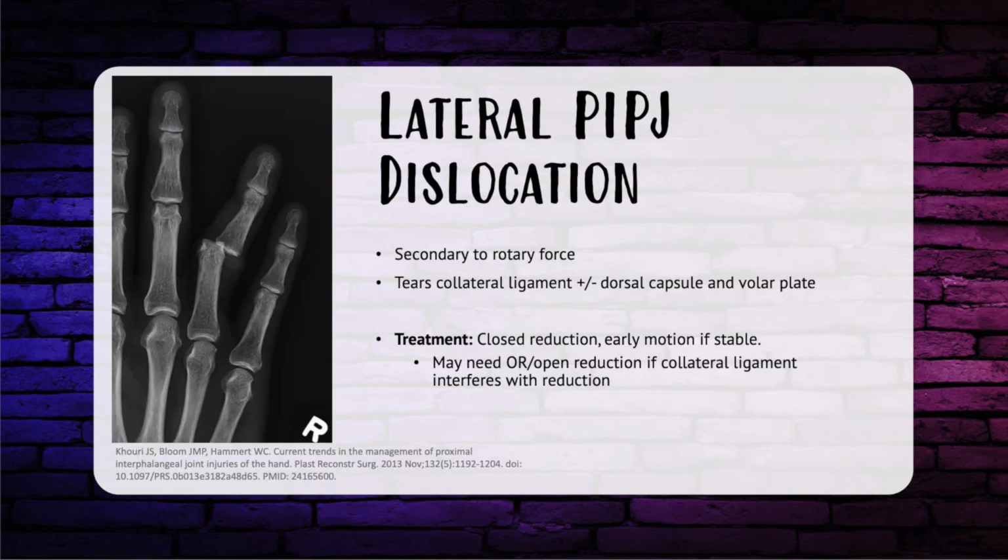Well, these injuries result from a rotary force tearing the collateral ligament and often the dorsal capsule and volar plate. So once it's reduced, if stable, then you can use a buddy tape for protected early motion. But if a piece of the collateral ligament is inside the joint space, this is going to prevent you from doing concentric reduction. Makes sense, right? Something's blocking it. So this can be indicated by slight widening along one side of the joint, and this then would often require open reduction.